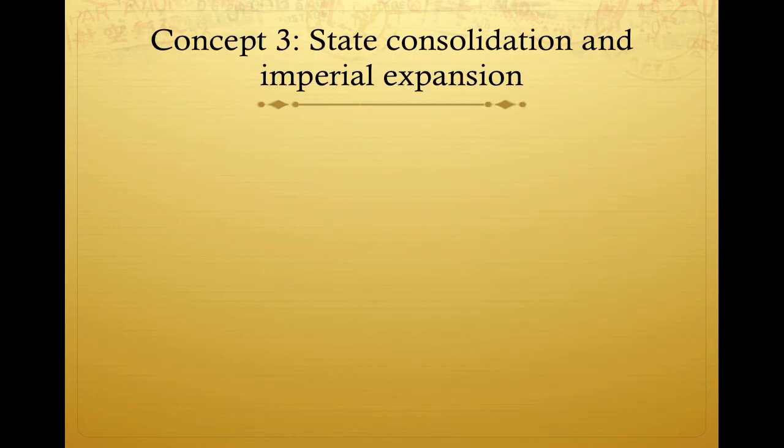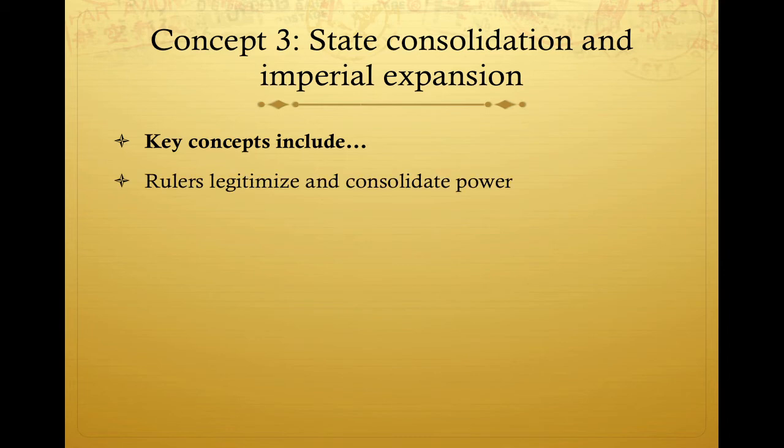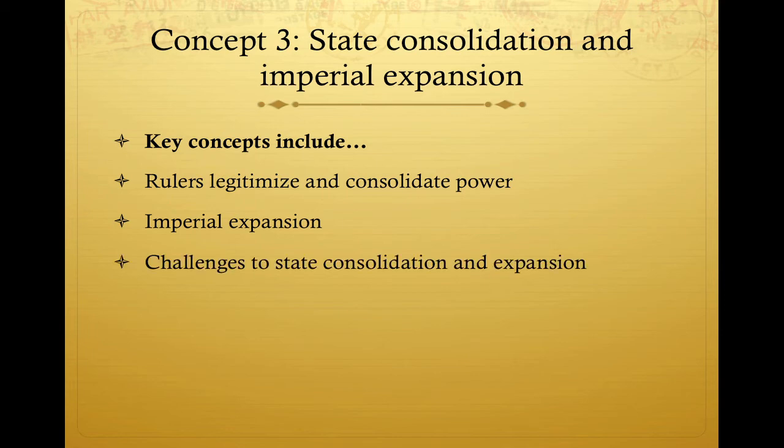The last key concept is called state consolidation and imperial expansion. This is sort of the political one, and the concepts we'll be looking at in some more detail are: how did rulers legitimize and consolidate power? How did these empires expand? And what challenges the states faced as they either consolidated or expanded?